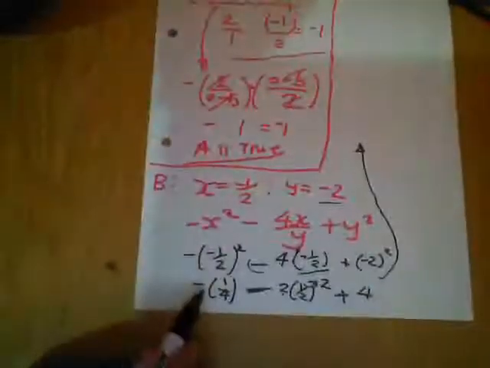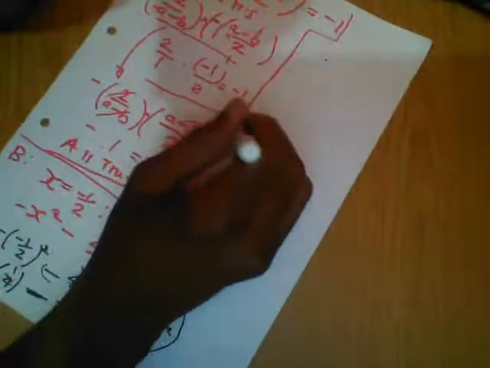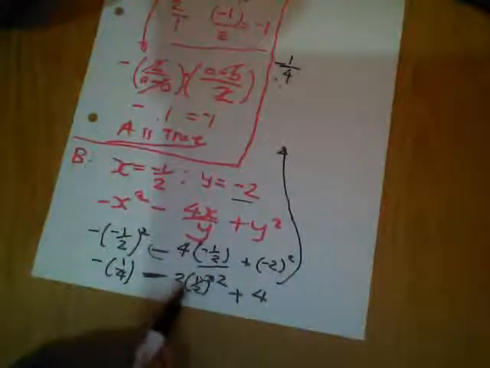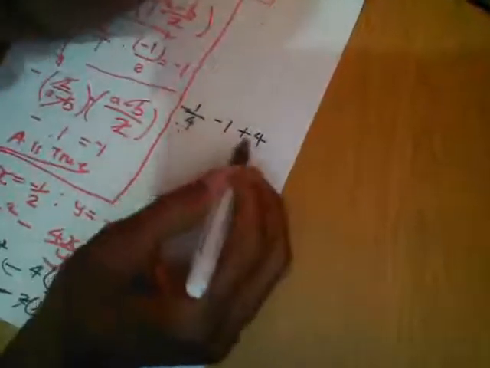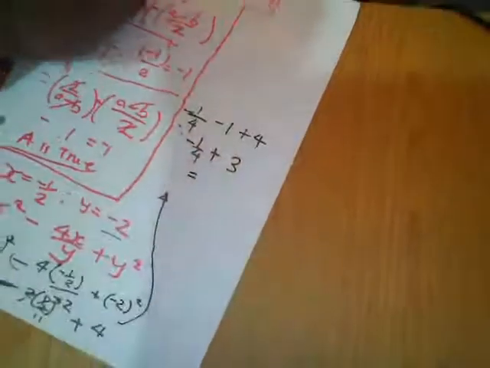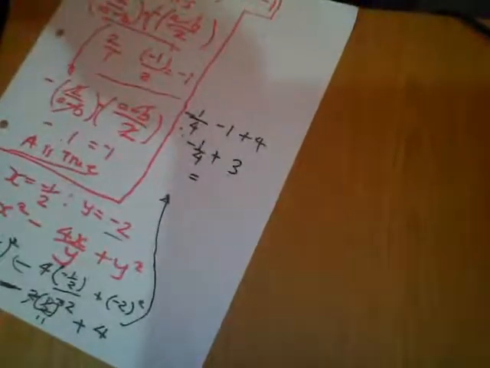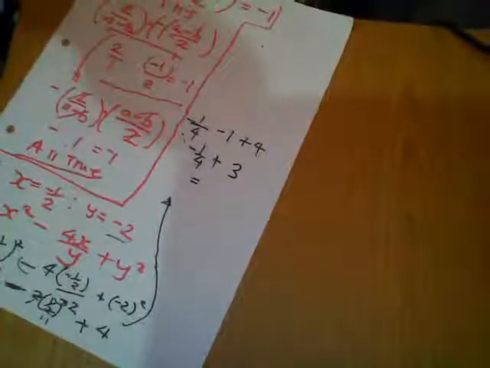Okay, so we have negative 1 over 4, negative 1 over 4, and then on this side we have 2 times a half, which is equal to 1, because 2 times 1 is 2, divided by 2 you get 1, so just 1. So it's going to be minus 1 plus 4. Now negative 1 plus 4 equals 3, so negative 1 over 4 plus 3. Done already. So yeah, that's true.